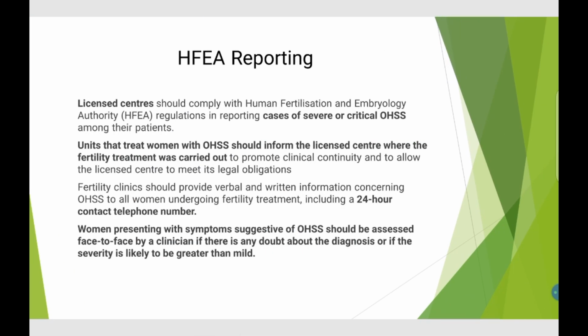Now, next is HFEA reporting, Human Fertilisation and Embryology Authority. The licensed centre should comply with the HFEA regulations in reporting cases of severe and critical OHSS among their patients. So, who should inform? The licensed fertility centre where the patient is taking the treatment should report these severe and critical cases, not the mild and moderate cases, to the HFEA.